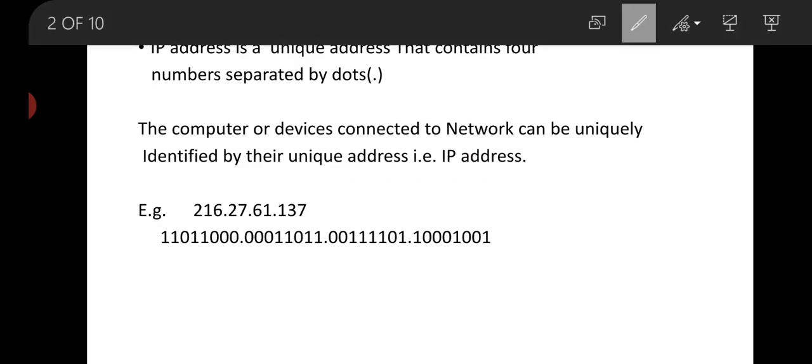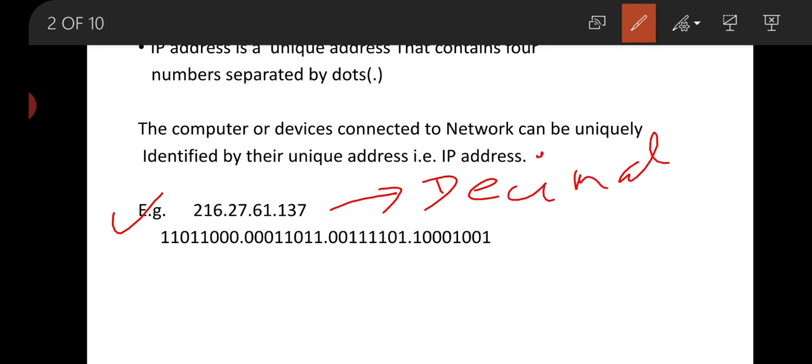Suppose we take an example of an IP address. This is your IP address: 216.27.61.137. There are four numbers separated by dots. This is called the IP address, and this is the decimal format of the IP address.